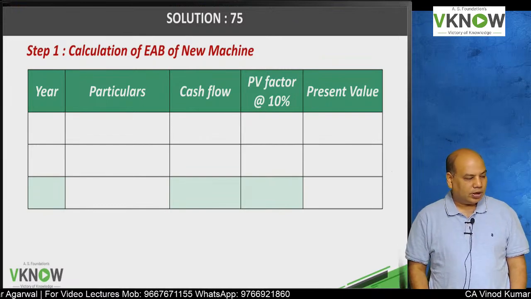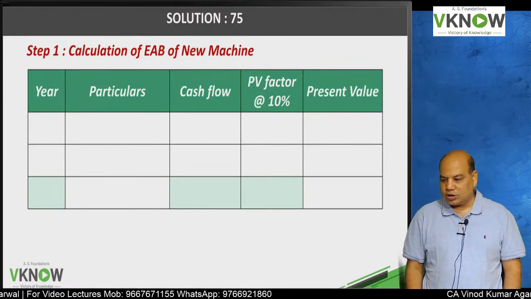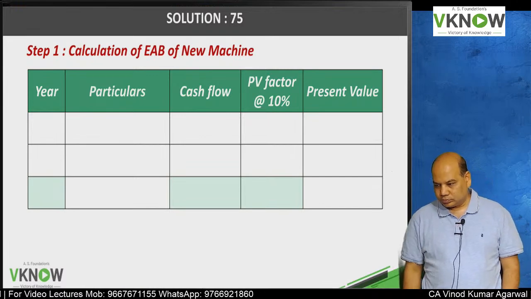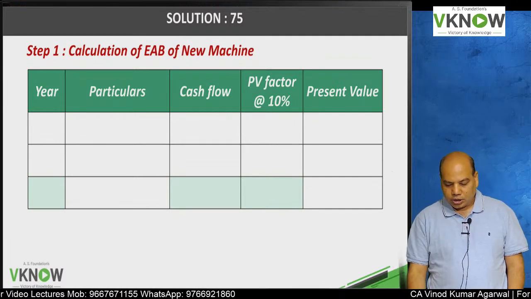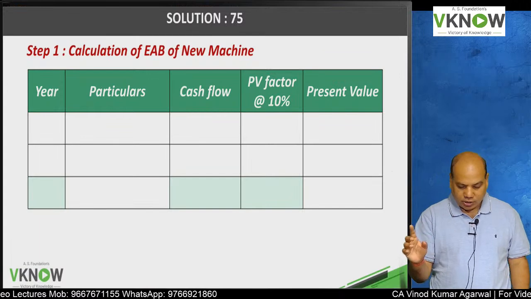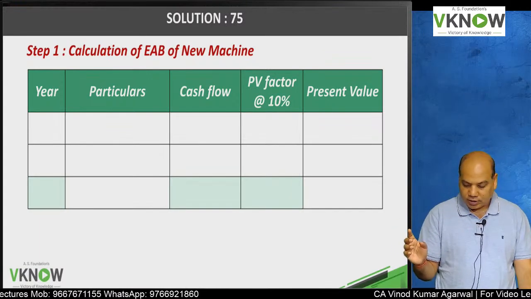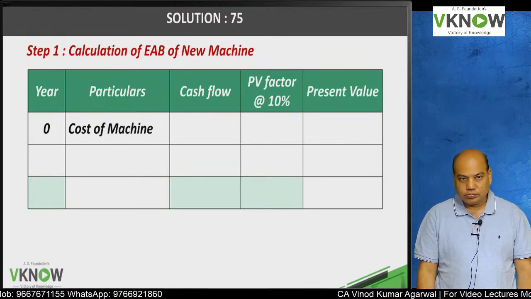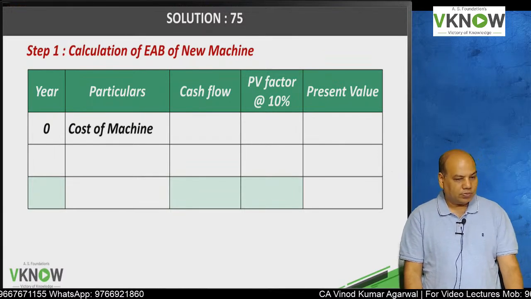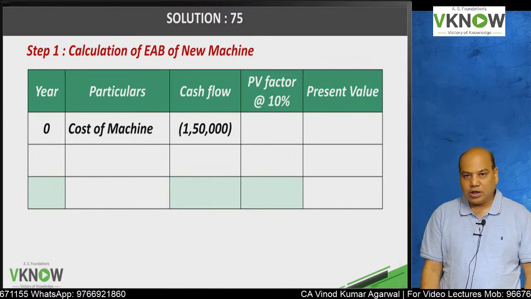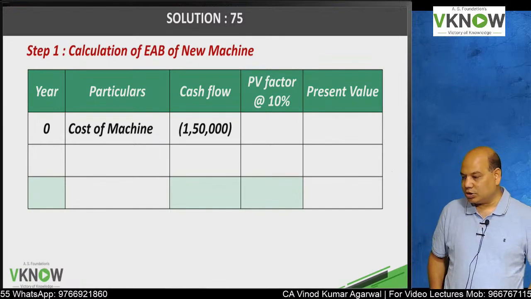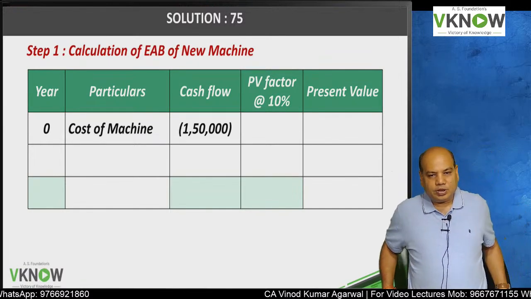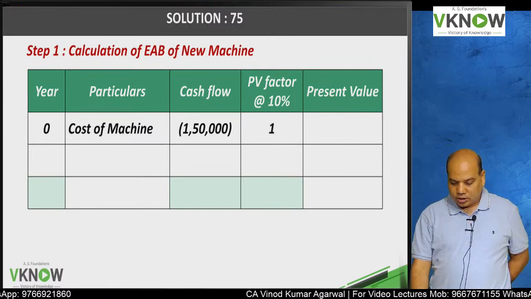Computation of EAB of the new machine. Then write down the format same: year, particular, cash flow, PV factor at 10%, PV. Year 0, the new machine will cost you 1,50,000. Cost of the new machine is 1,50,000.